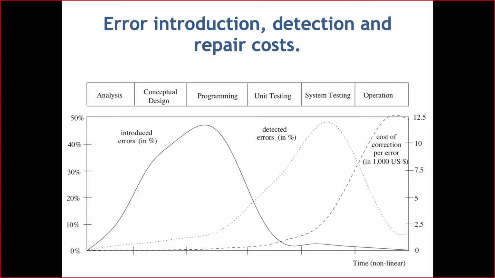Why use CoCoSim? In this figure, I show that the introduced errors mostly come from the design and from programming. Most of the errors are detected late, in the system testing. So they are introduced at the design level, but they are detected later on in testing. And if we want to fix those errors that are detected later on, they cost a lot of money. So the cost of correction is very high in the system testing part.